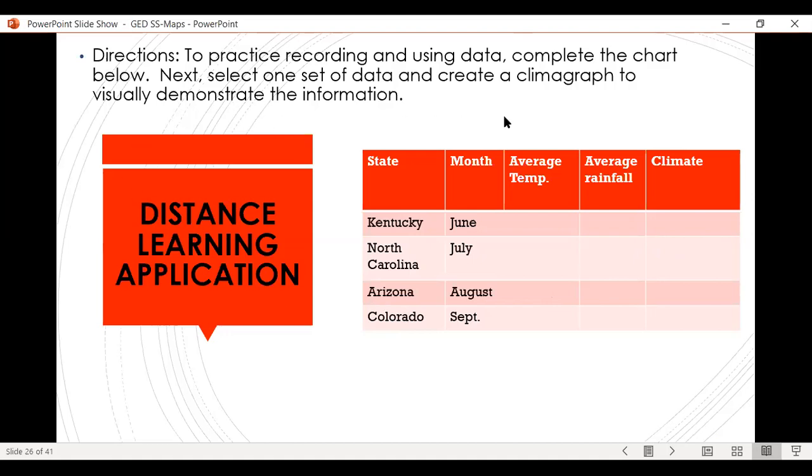Then the second part of your homework assignment would be to select one set of data, whether it's Kentucky and their June average temperature or North Carolina and their rainfall average for July, and you're going to create a climograph for that particular area. Okay, so again, you're going to record your data, complete the chart, and then create a climograph to visually demonstrate the information.